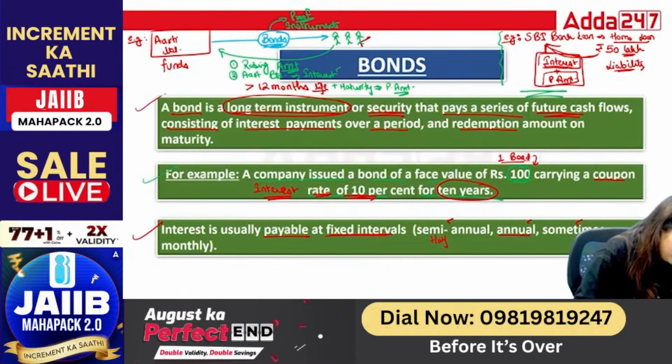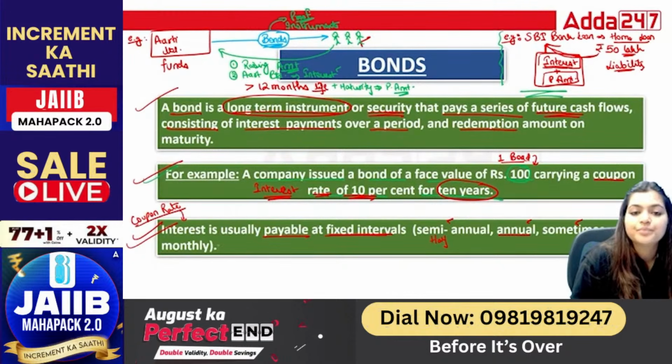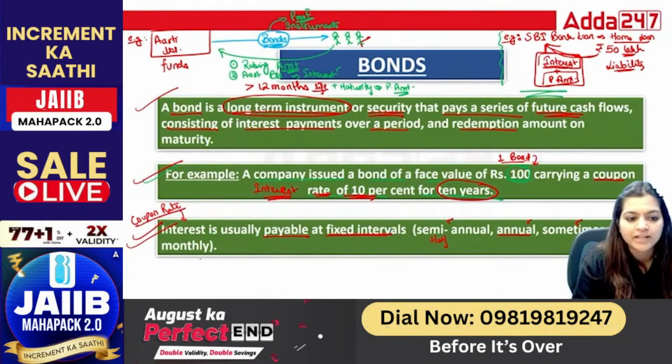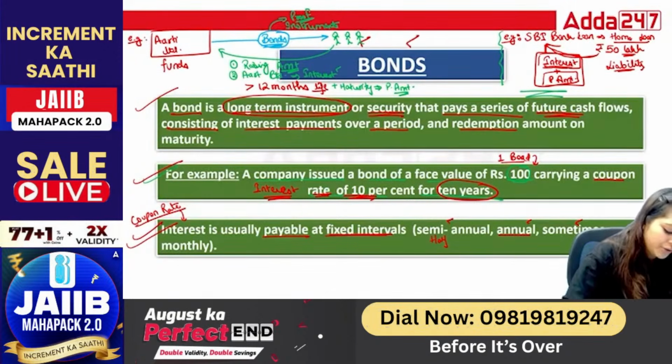First we have understood the meaning, then example, and then how interest here means your coupon rate, or you can say your coupon interest. Coupon means your interest only. So that is how you are doing your coupon payment. Okay. So this is about your bonds.